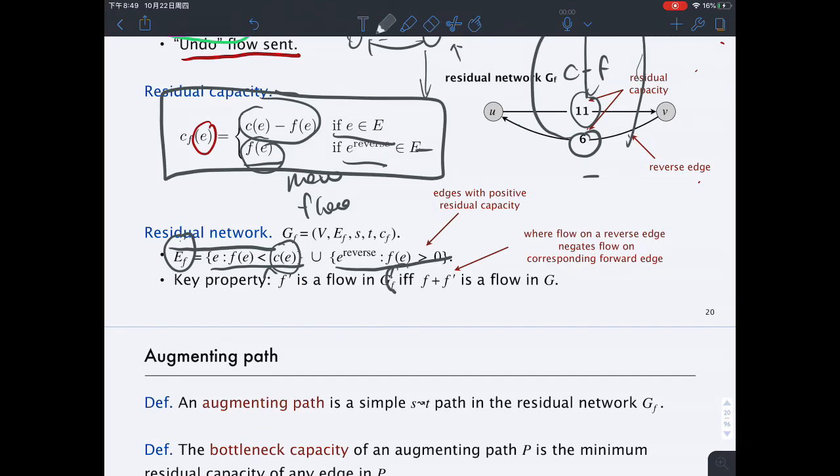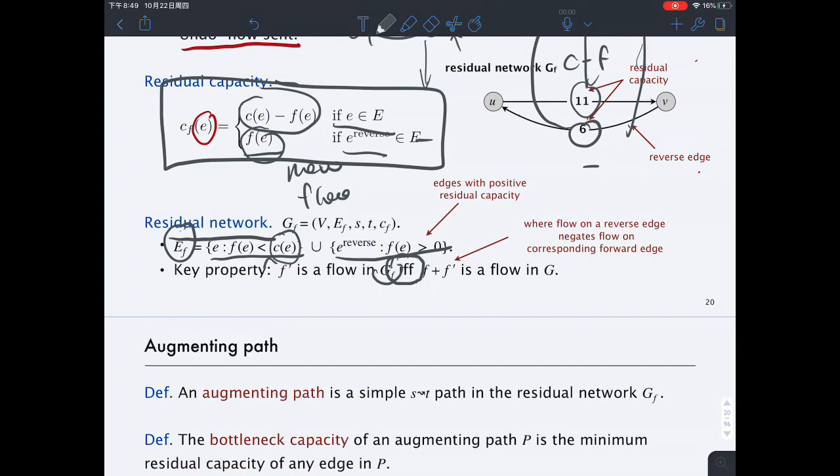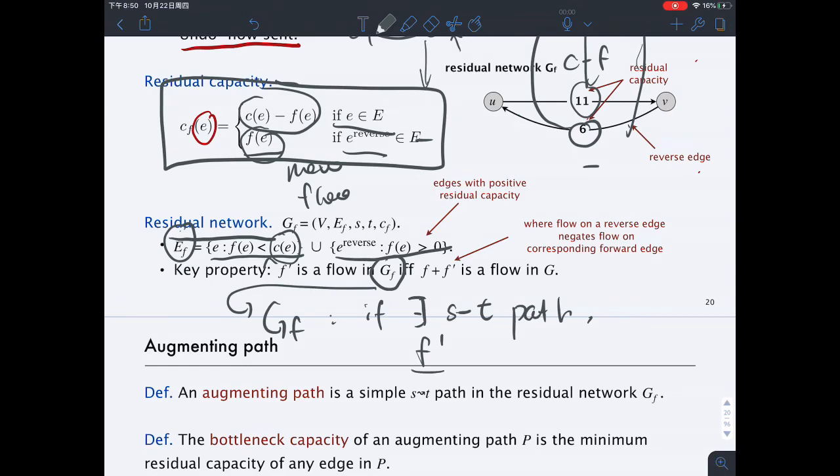There's an if and only if property here. That really just means that if I look at the residual graph G_f, if there exists an s-t path in the residual graph, or more specifically, if there exists an f prime flow that we can push through in the residual graph, that really means that this new additional flow can be integrated into the existing one. So f is the existing one.